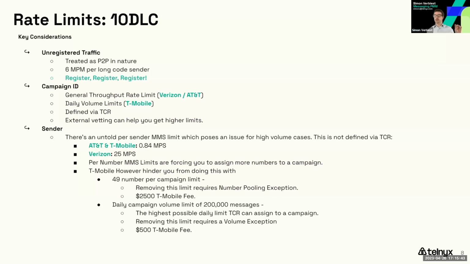Talking about T-Mobile, I have a question from one of the audience, which I think is super relevant. The question is, isn't the T-Mobile daily volume limit per brand as opposed to campaign ID? The T-Mobile volume exception. Sorry, he's asking if you can go, Danilo, if you want.